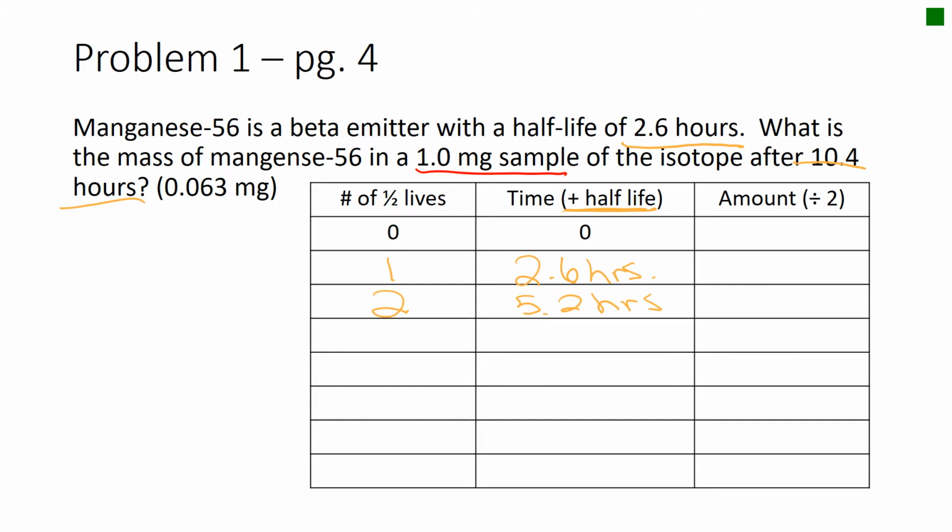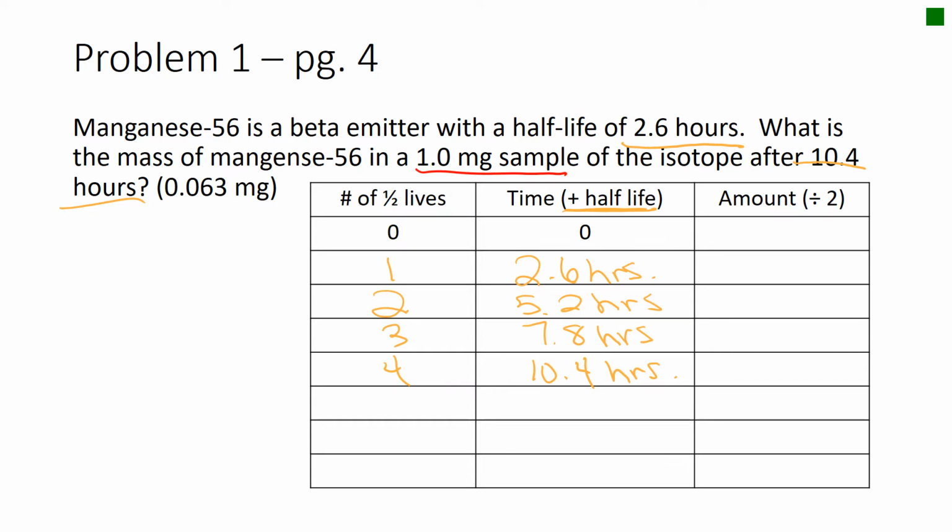Then I need to keep going. You're going to keep going until you get to that 10.4. So I'm going to add 2.6 again, and I get 7.8 hours. And then I'm going to add another 2.6, and that's when I get to my 10.4. So I'm finally done, and I have used up 1, 2, 3, 4 half-lives. So it's been 4 half-lives.